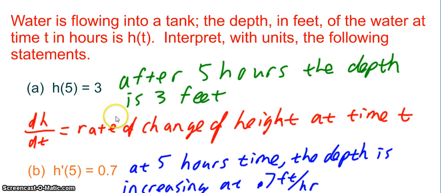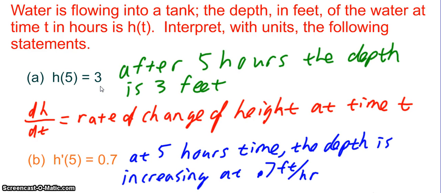Alright, so the first one, if we have h of 5 equals 3, and we know that h of t is the depth in feet of water at time t hours, then I know after 5 hours, the depth is 3 feet, because this represents t, so that's time in hours. This represents depth in feet. Alright, hopefully that one's pretty straightforward.